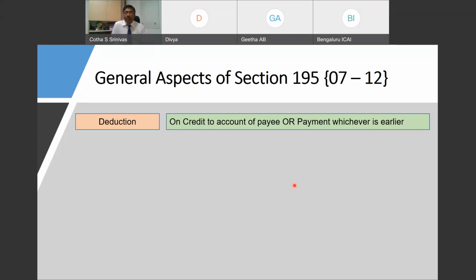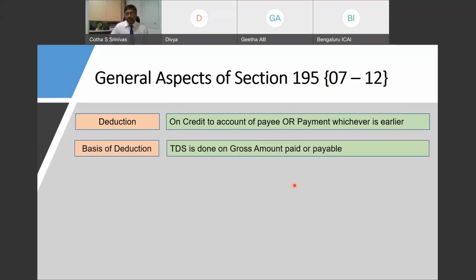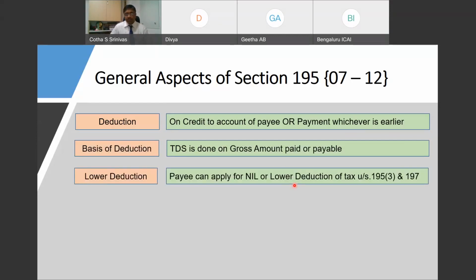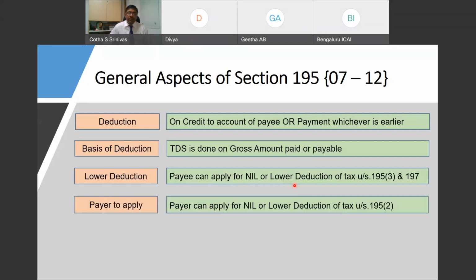When we are doing the cooperative banks, it's not on payment basis, credit or payment, whichever is earlier. So the same thing will apply. Basis of deduction, TDS done on gross amount paid or payable. Lower deduction, this also we understood that the payee can apply for nil or lower deduction of tax under section 195(3) and 197. Payer to apply, this also the payer can apply for nil or lower deduction of tax under section 195(2).